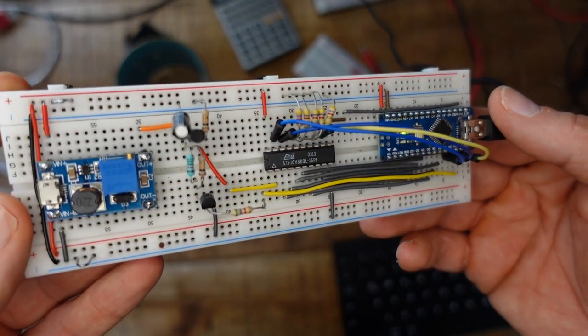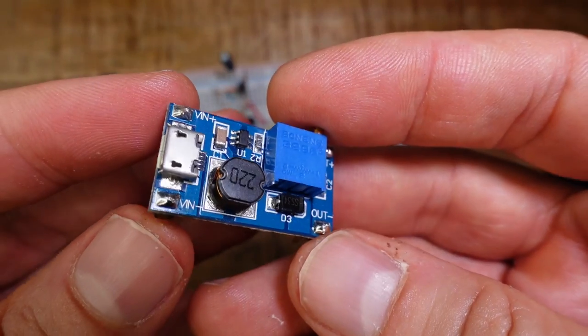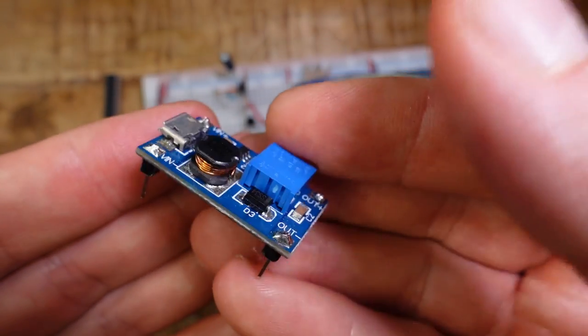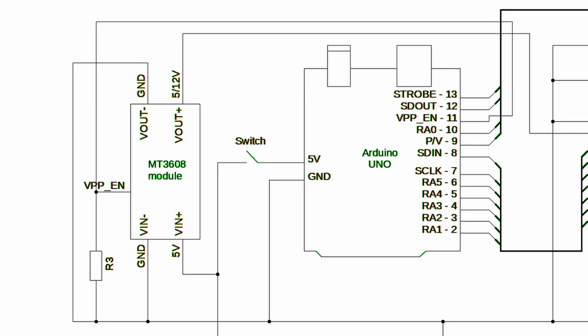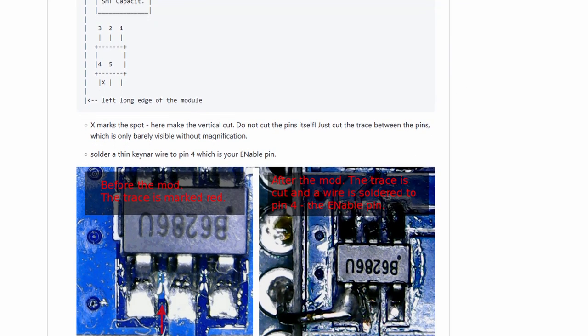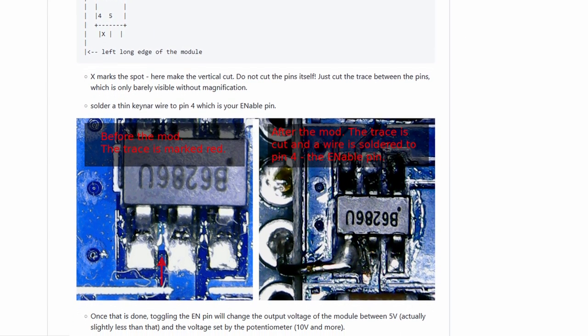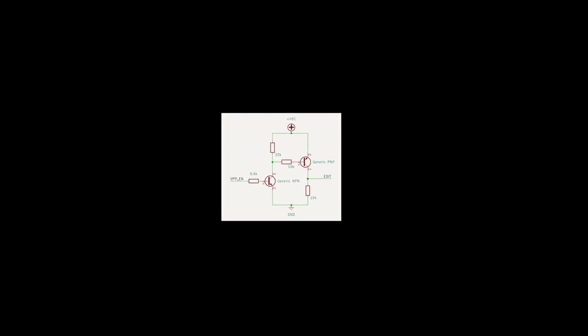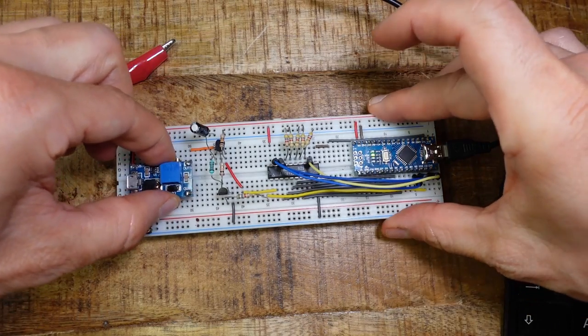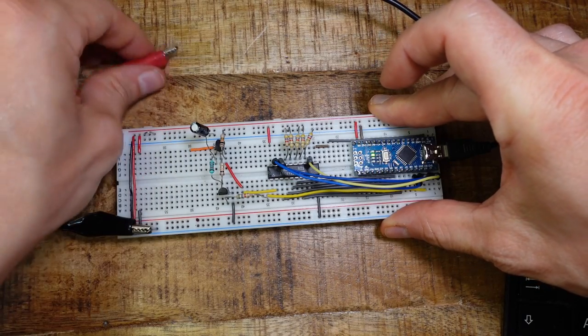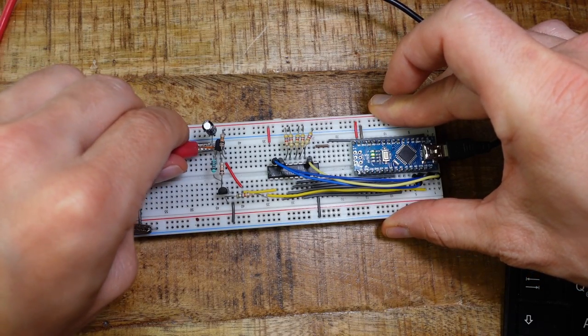The programming voltage comes from one of these step-up converter modules you can find everywhere on eBay or AliExpress. However, this programmer needs one with a control pin to switch on and off the programming voltage. I didn't have one with such a pin, and retrofitting it as described on the site was too fiddly for me. But with two generic transistors, the problem was solved quickly. So you can even do without the module and take the programming voltage directly from your bench power supply.